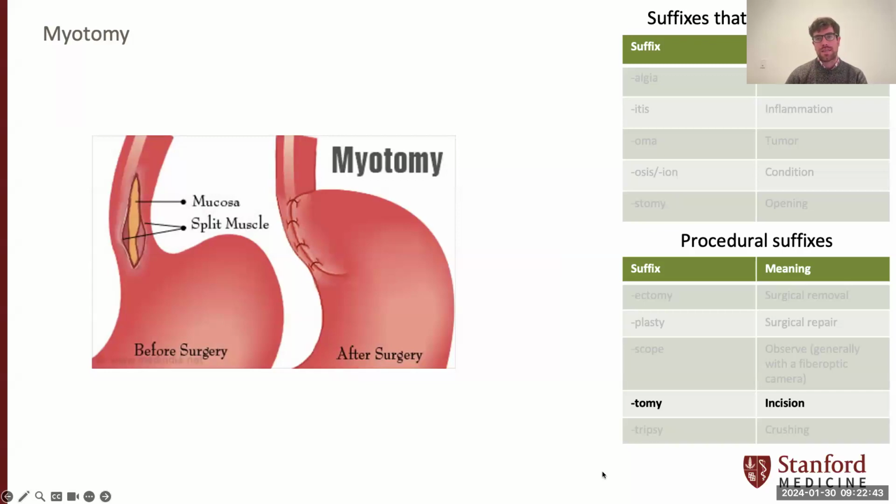A myotomy is when we cut into the muscle. So instead of cutting the muscle out, we just cut into the muscle. One example where this is used is for a condition called achalasia. This is abnormal muscle tone in the esophagus that prevents food from passing into the stomach correctly. So we cut into the muscle at the top of the stomach. This loosens the opening and then allows food to pass appropriately. And that's called a myotomy.